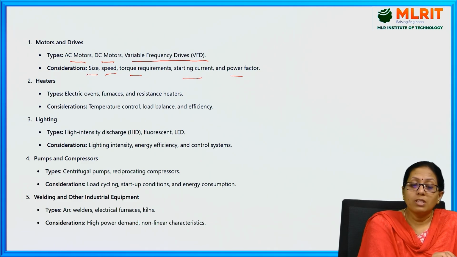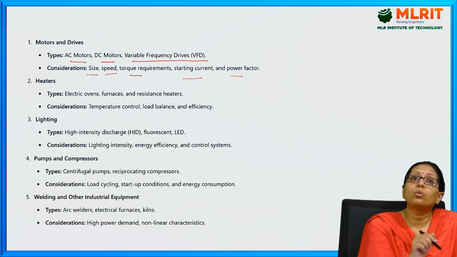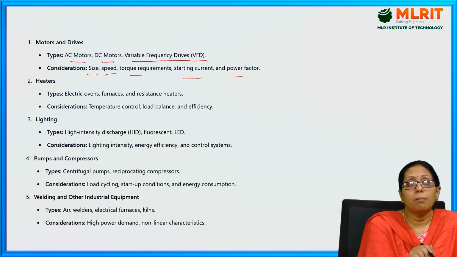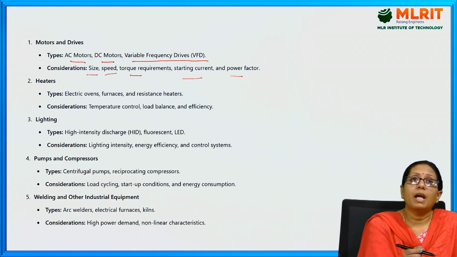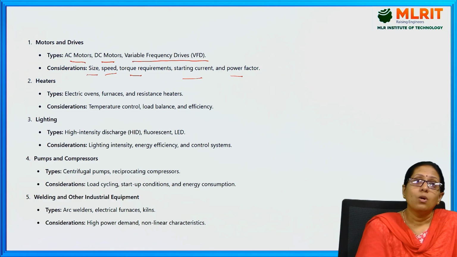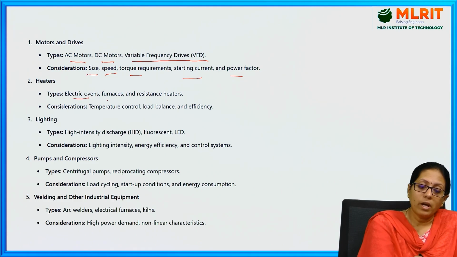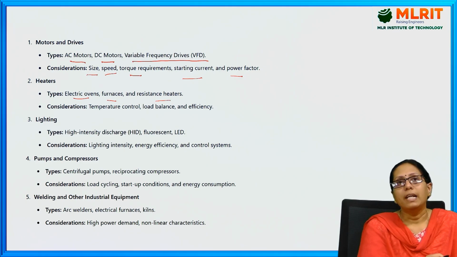So, based on the size, speed, torque, starting current, the power factor and the load which is connected to this particular motor, we will select the different types of motor, that is AC or else the DC motor. Next one is heaters. What are the heaters? That means electric ovens, furnaces as well as resistance heaters, these three come under the category of heaters.